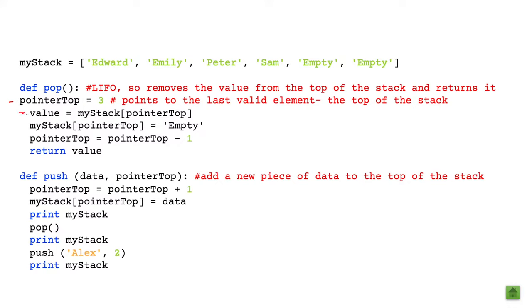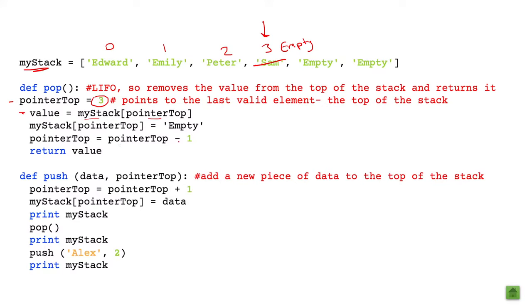You can get the value into a variable by saying value equals my stack at the position of pointer top, because pointer top is 3. My stack is the array. So that's saying the value now holds my stack pointer top. Pointer top is 3: 0, 1, 2, 3. It's looking at Sam. So now we go, my stack at position 3 is given empty. So Sam gets removed and then it says empty. There you go. Pointer top equals pointer top minus 1.